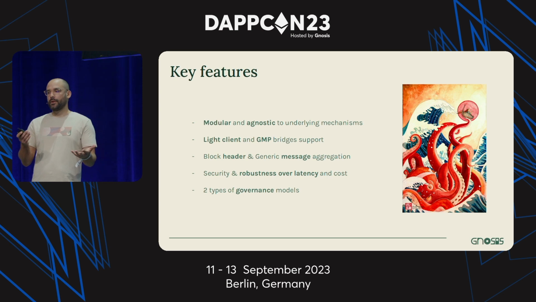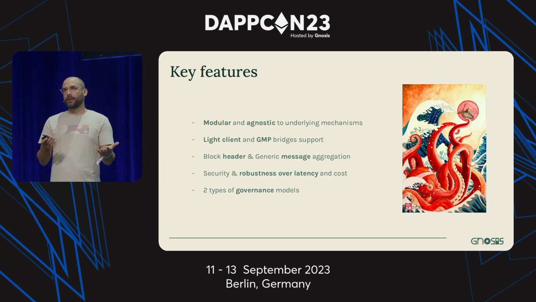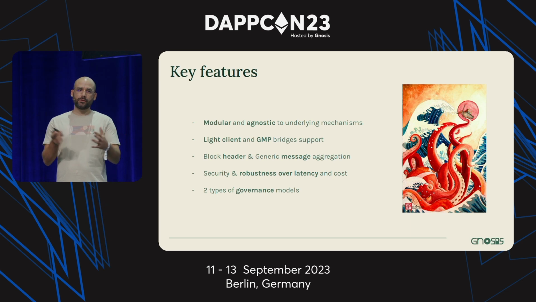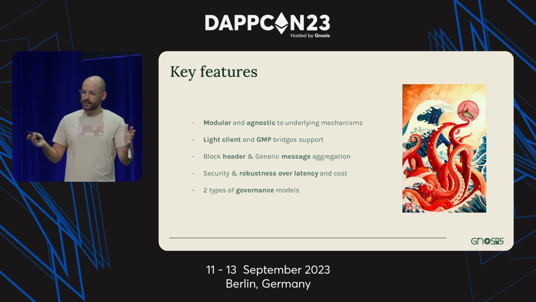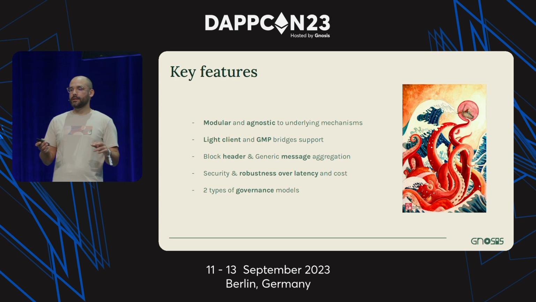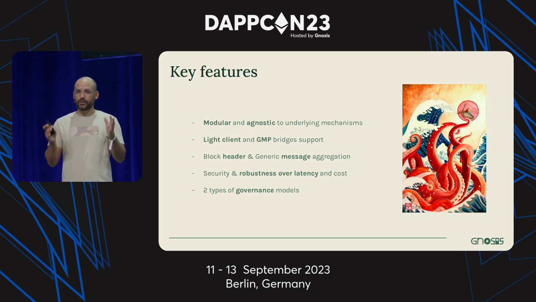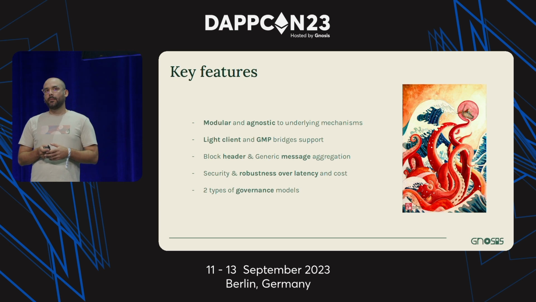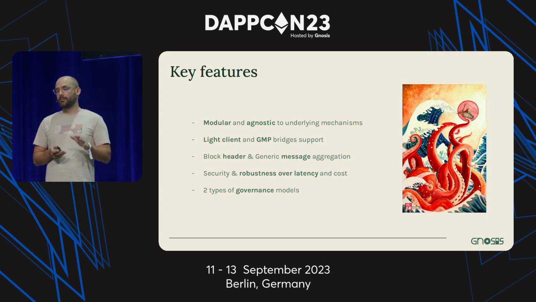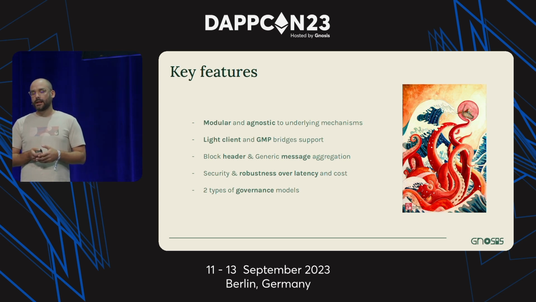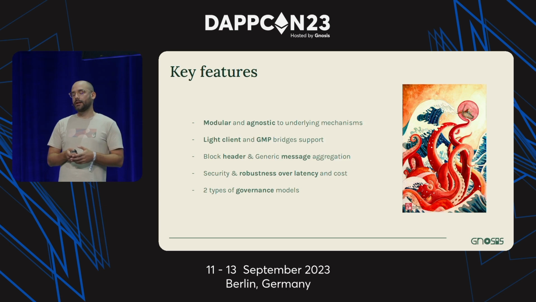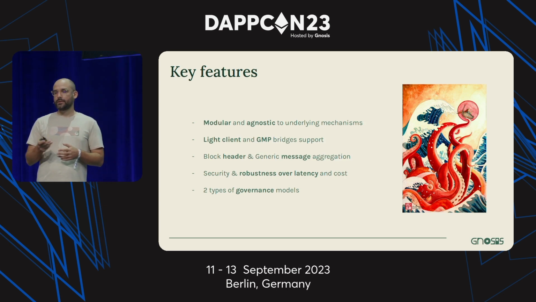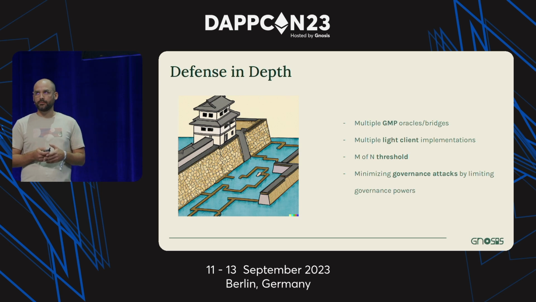But there is also a more simplified version where you can just use generic message aggregation. So get a couple of messaging bridges, not work with light clients, and just aggregate them and make sure that they give you the same answer. Here there's a clear trade-off: security and robustness over latency and cost. Clearly this approach is more expensive and slower, but far more secure. And the last feature is the two governance models that we offer, and I'll go into details in one more slide.